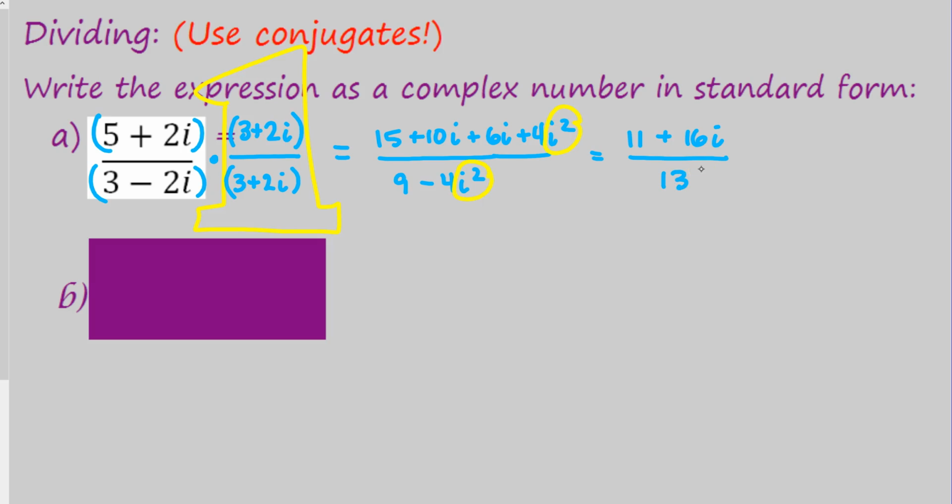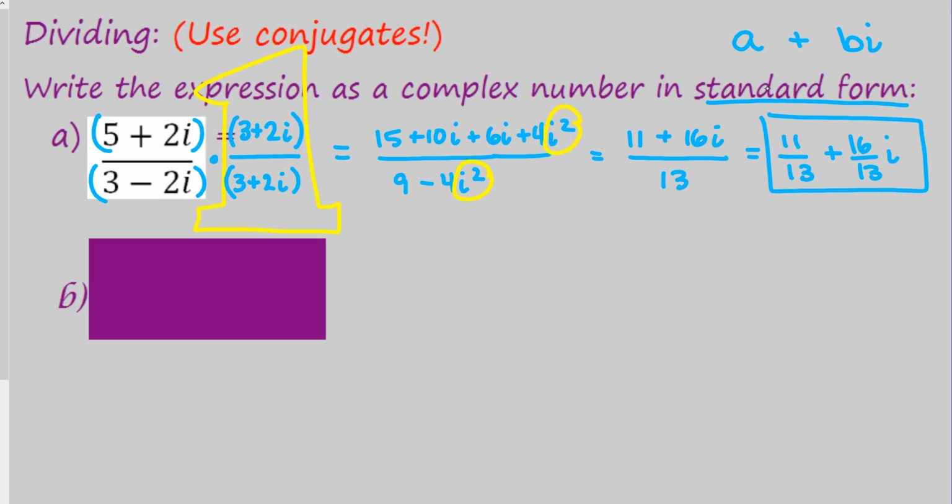Okay, so notice there's no longer an imaginary number on the bottom, but we still need to write this in standard form. And standard form has a separate real part and imaginary part separated with plus or minus. So we'll just separate this into two fractions. 11 13ths, that's our a, that's our real part. And then 16 13ths i, 16 13ths is our b, and 16 13ths i is our imaginary part. So there it is in standard form.